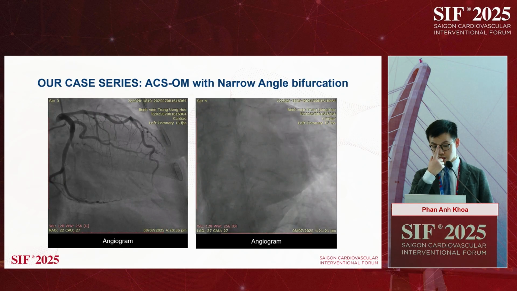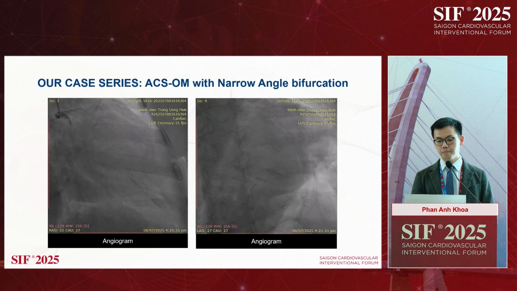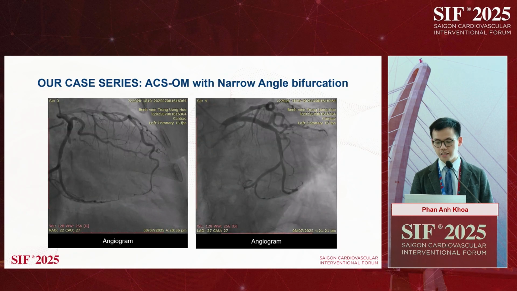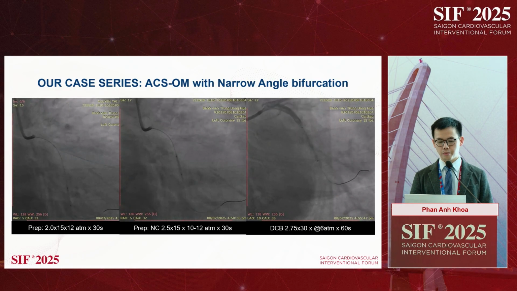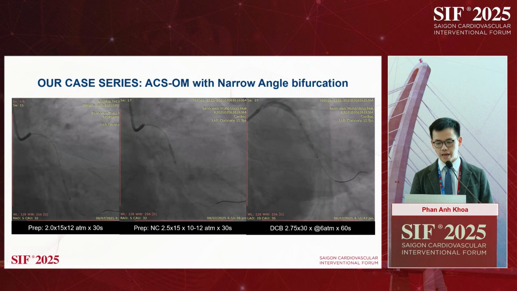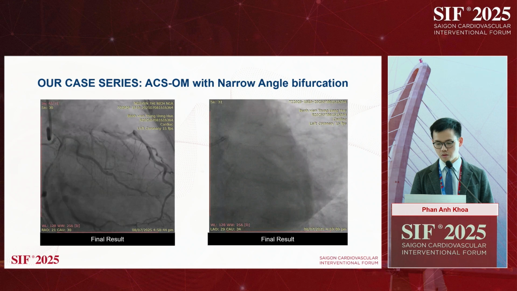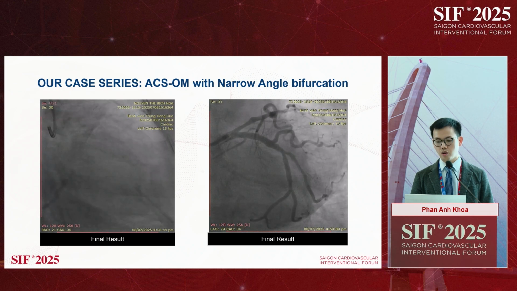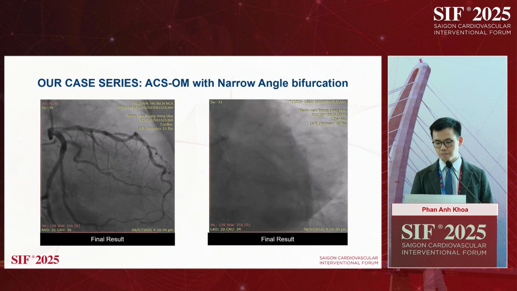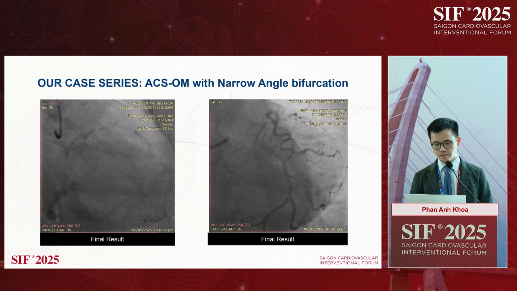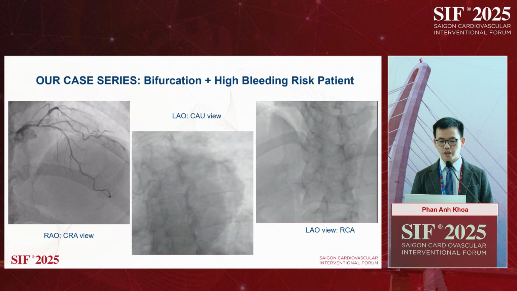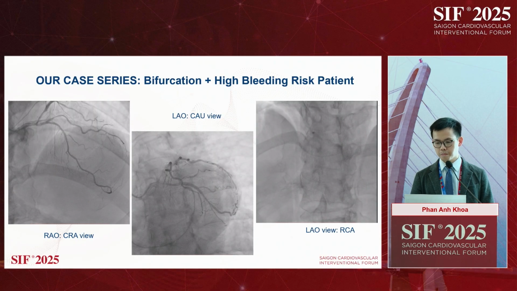So you can see that it is an ACS with the OM with the narrow angle bifurcation here. You can see good lesion preparation with the NC and cutting, and then DCB, and this is quite good with no geometry problem in the bifurcation. Or you can use it in the bifurcation lesion with a high calcification.